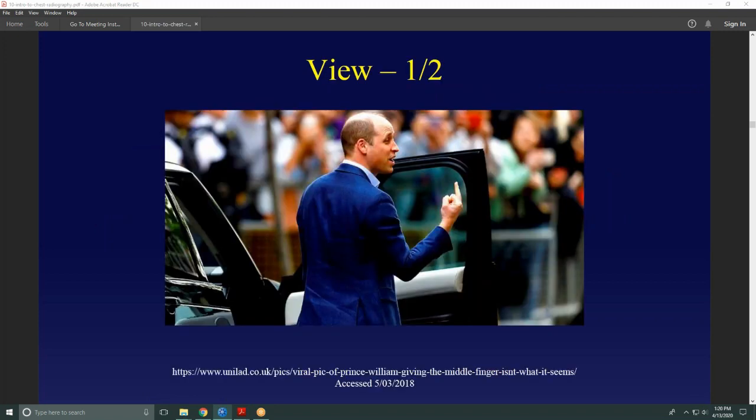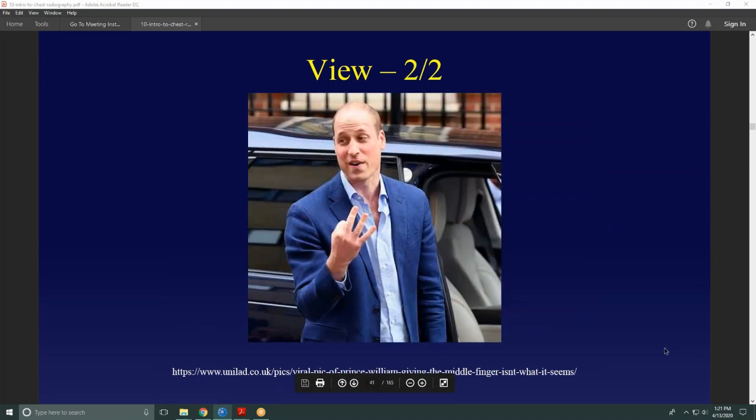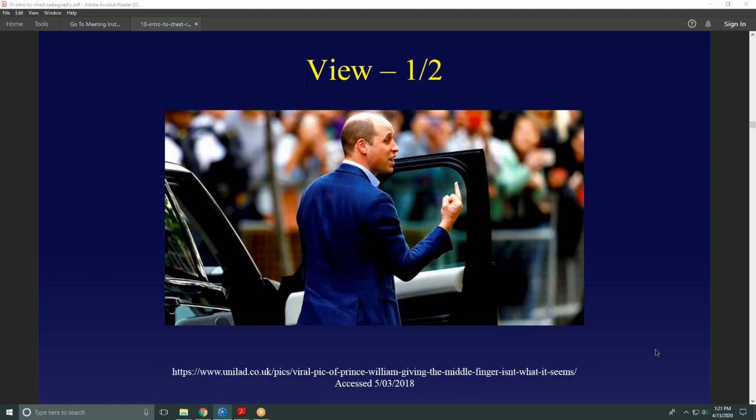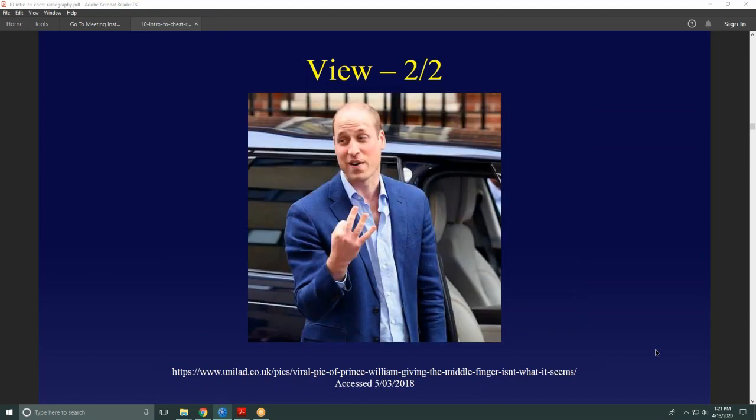So here's a picture of Prince William, if you recognize him, after the birth of his children. Does anyone have a guess of what he's doing in this picture? Okay, well, this is where two views come in helpful. So I switched to the second view there. It's his third child. I dare say many people might come to an erroneous conclusion based off of the single lateral projection. So this is a great example of how two views are helpful.